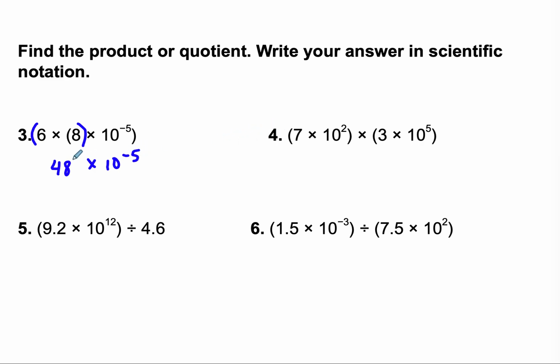That's not scientific notation because the first number is not between 1 and 10. So I need to move that decimal over. It's going to become 4.8. I made my first number smaller, so now my second number needs to get bigger. Instead of negative 5, it's going to be negative 4.